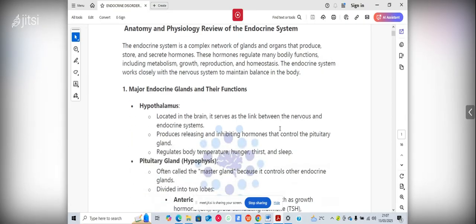The first one I have here is the hypothalamus. The hypothalamus is part of the brain, and it serves as the link between the nervous system and the endocrine system. During the course of our nervous system lessons, we talked about the hypothalamus. It is the part of the brain that regulates involuntary activities like hunger and thirst. It regulates sleep and helps to control your hormones as well. So it functions in the nervous system and also in the endocrine system.